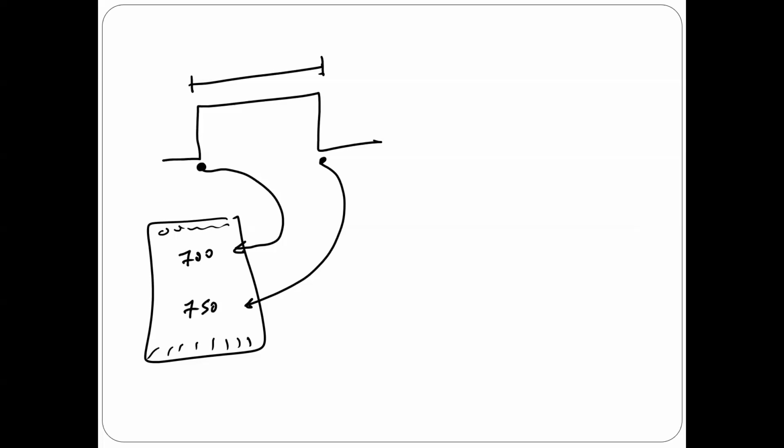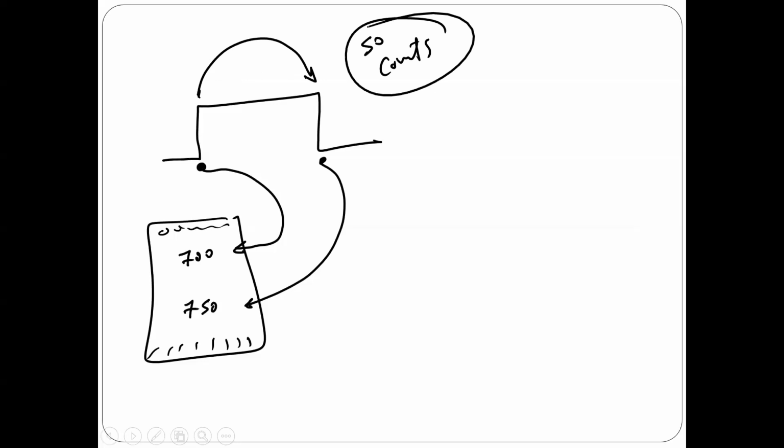That means from here to here, the counter counted 500 counts. Oh, sorry, 50 counts. This is the time I want to measure. So the time of the signal from here to here is equivalent to 50 counts.